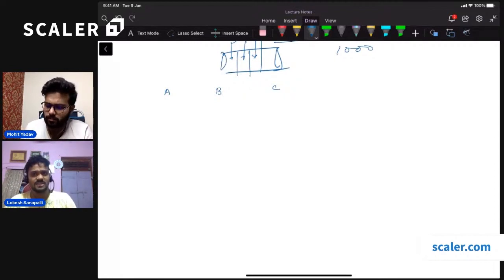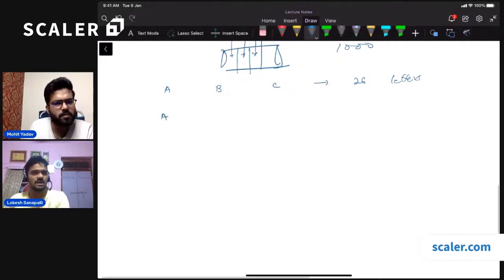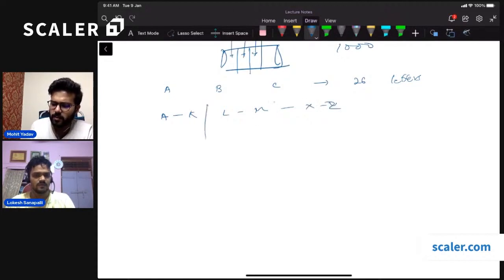Or we can take prefixes and store by prefixes. So maybe AB to AD or something, those prefixes we store. A to, let's say, K is something, L to M is something, and X to Z something like this. Maybe basically bucketing. You're basically creating the buckets.